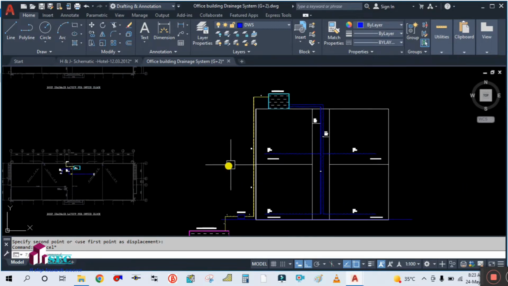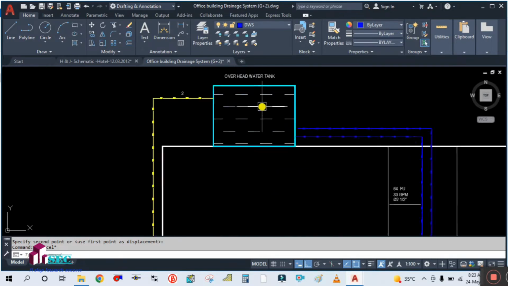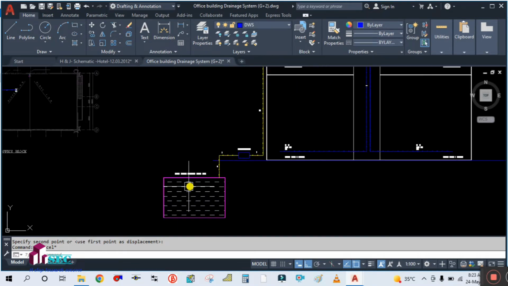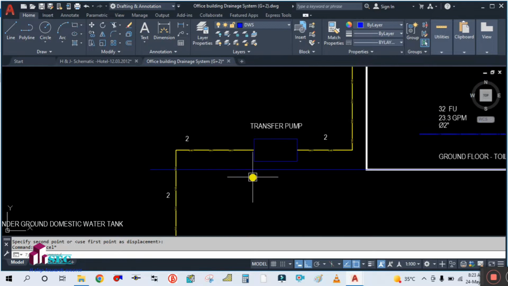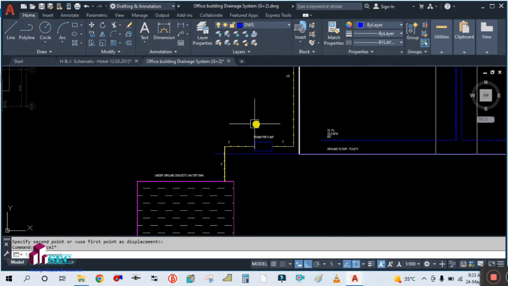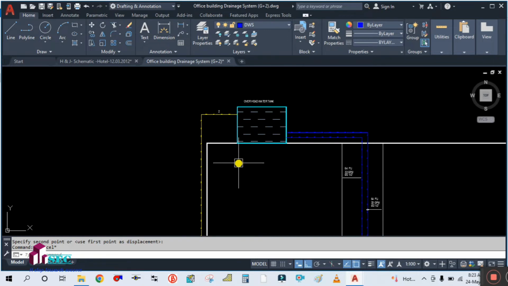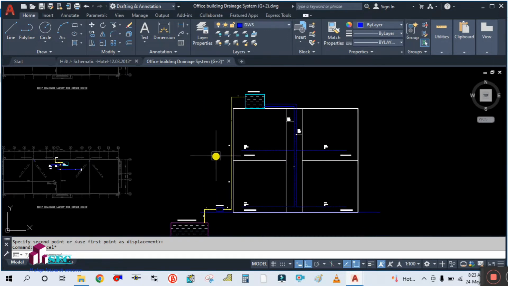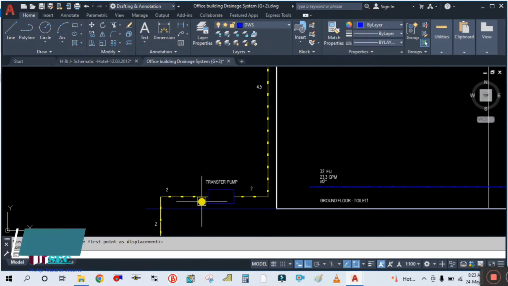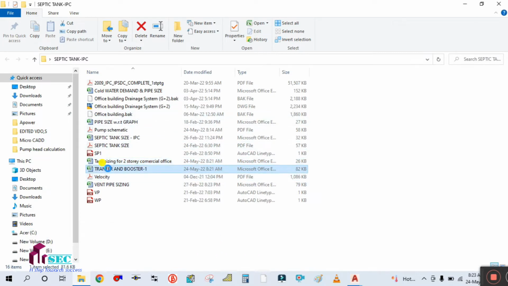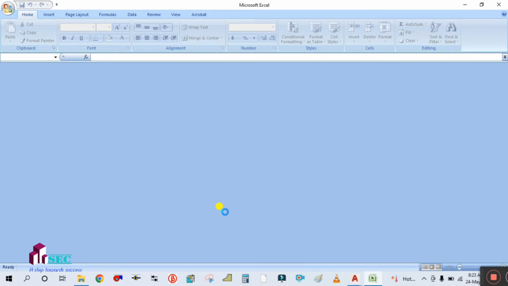So as you can see, this is the riser diagram. This is your overhead tank, and this is your underground water tank, and this is the transfer pump. This pump is transferring water from this underground tank to this overhead water tank. So to calculate this riser piping and the pump head for this transfer pump, we have one format. Let us open this transfer and booster pump.